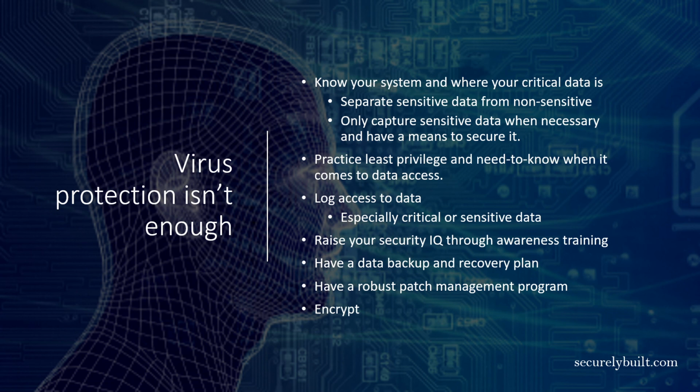And the last part, especially around data, is encryption. Encrypt at rest, in use, and in transit. At rest means when the data is sitting in a database or on a disk somewhere. In use means when it's being processed in memory. And in transit, of course, is when it's going across the wire through a network. You want to make sure that data is encrypted at all three of those stages.